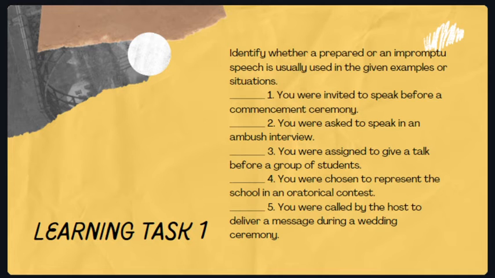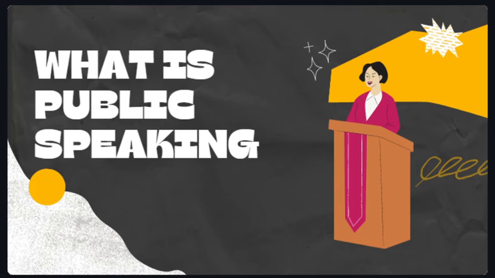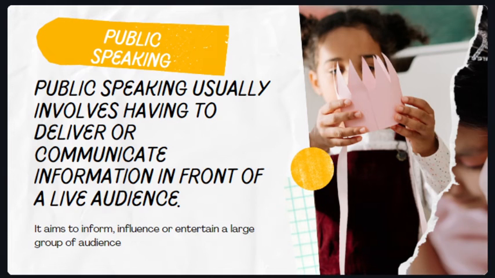So what is public speaking? Public speaking usually involves having to deliver or communicate information in front of a live audience. It aims to inform, influence, or entertain a large group of audience. So this is usually done in a formal setting or as part of a formal event. Public speaking conveys purposeful information.